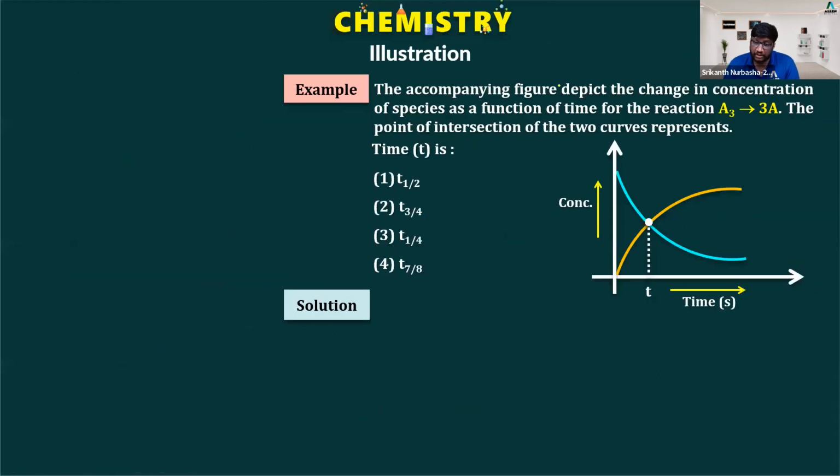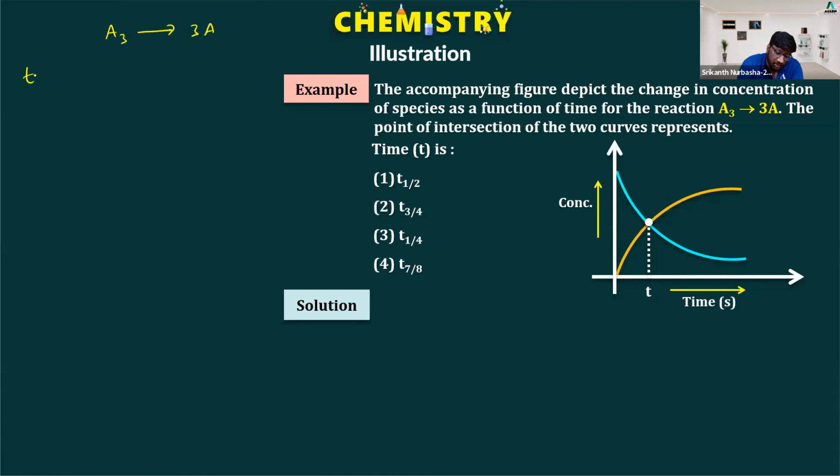The accompanying figure depicts the change in concentration of a species as a function of time for the reaction A3 gives rise to 3A. The point of intersection of two curves represents what? There was some diagram given. Time t is what? A3 is giving 3A. Try to think on this question, all of you.